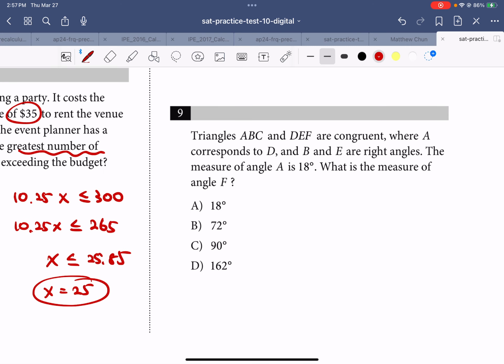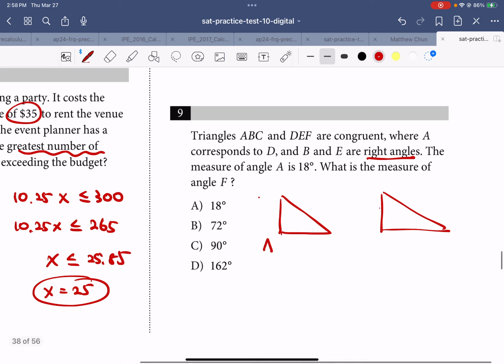Triangles ABC and DEF are congruent. What you need to know is that if two triangles are congruent, all the sides are congruent and all the included angles are also congruent. So let's draw this: there's a right angle. Let's say B is a right angle, so for A, B, C and D, E, F, those are right angles. And angle A is 18. The corresponding angles are A and D, right? So this is also 18.